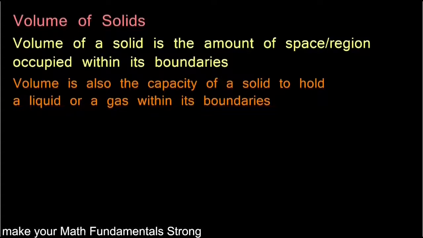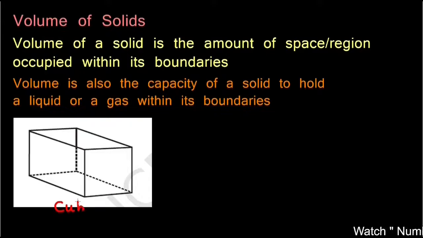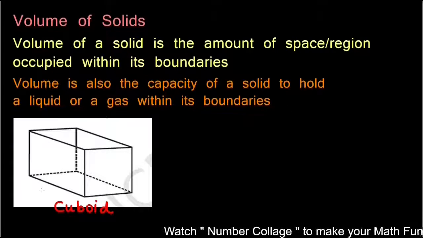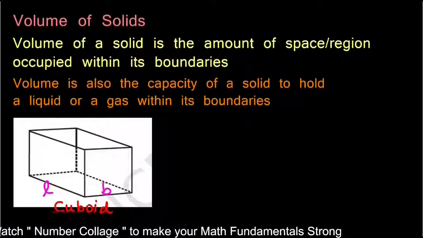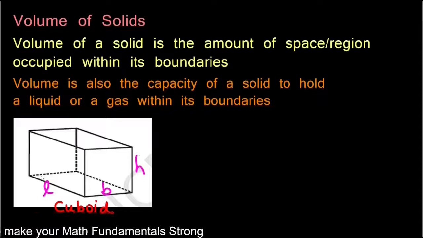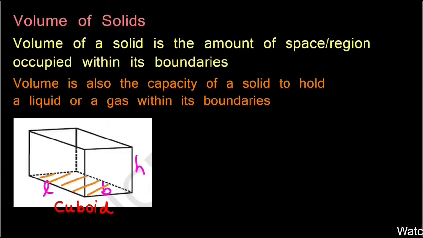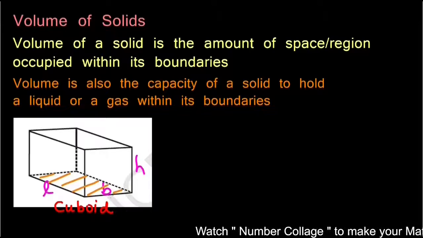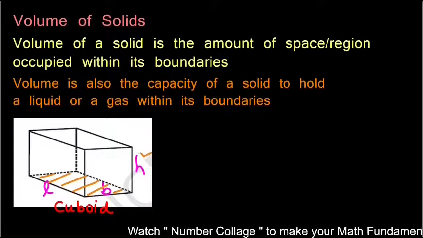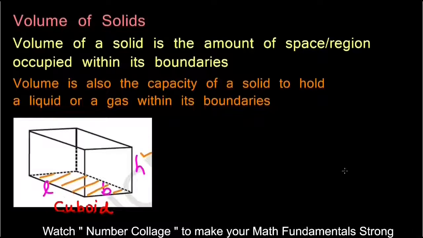The first solid that we are going to talk about is a cuboid. It has three important dimensions: length, breadth, and height. The product of length and breadth gives us the area of the bottom surface, and if we multiply this area of the bottom surface by the height, we get volume of cuboid.